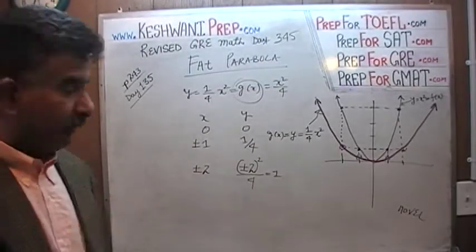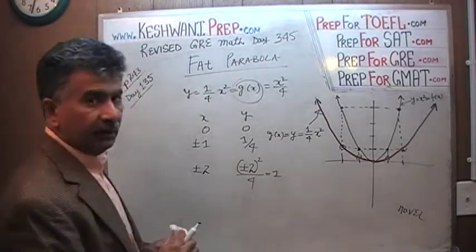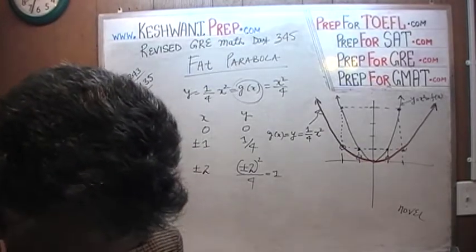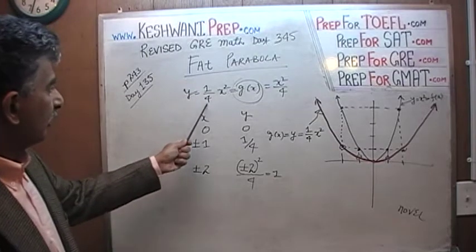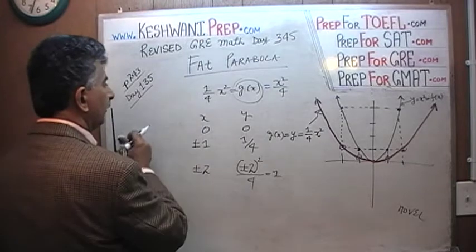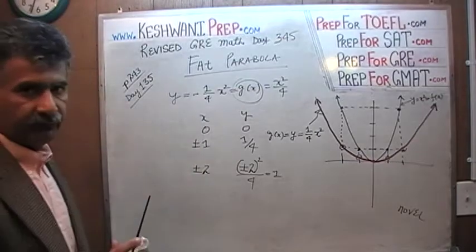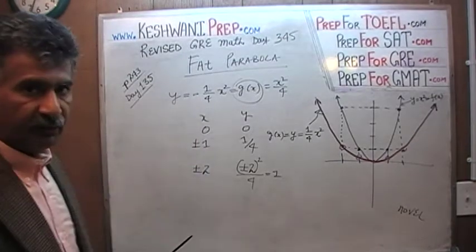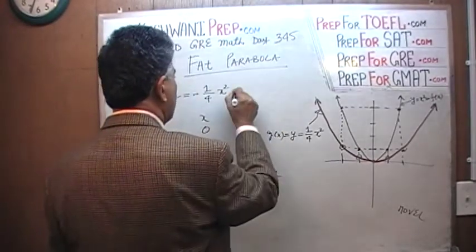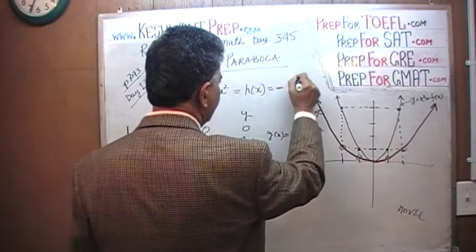That's g of x. Now what we're going to do is, watch what happens. We're going to stick a negative in front of it. So instead of y being equal to 1/4 x squared, let's make y equal to negative 1/4 x squared, and see what happens. Let's give this new function a name. Let's call it h of x, and that will simply be negative x squared over 4.